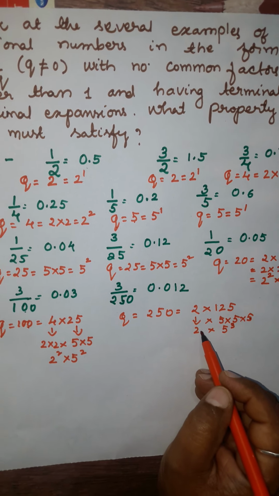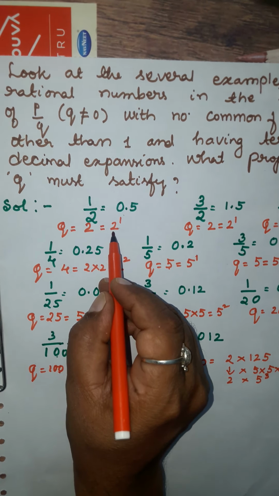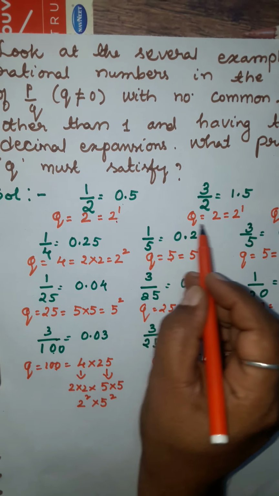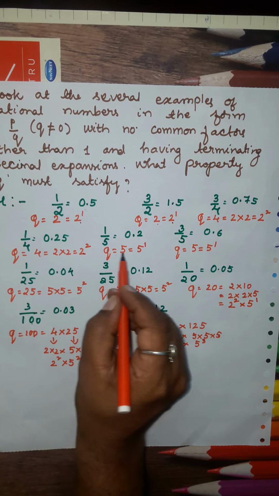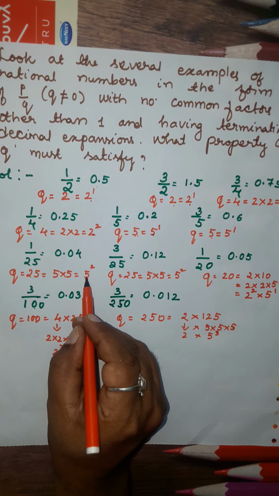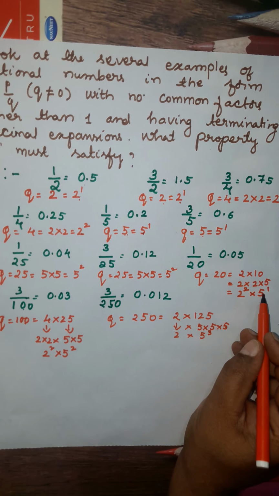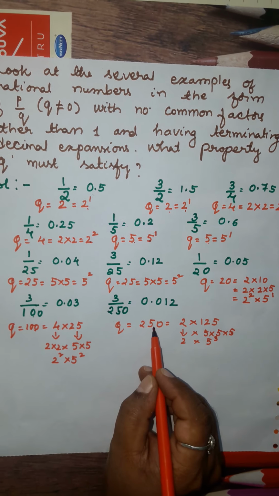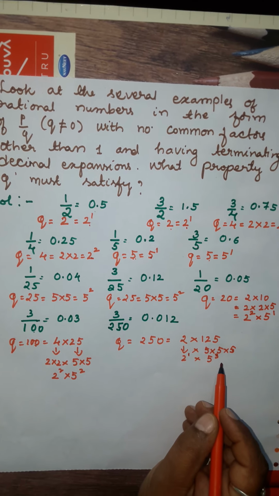Now I express the prime factors as powers of prime factors. 2 as 2 to the power of 1. 4 as 2 to the power of 2. 5 as 5 to the power of 1. 25 is 5 square. 20 as 2 to the power of 2 into 5 to the power of 1. 100 as 2 to the power of 2 into 5 to the power of 2. 250 as 2 to the power of 1 into 5 to the power of 3.